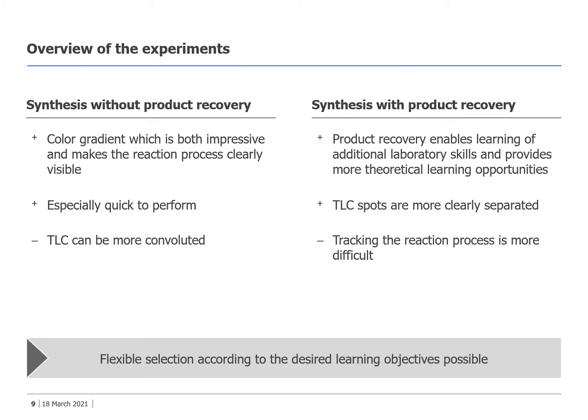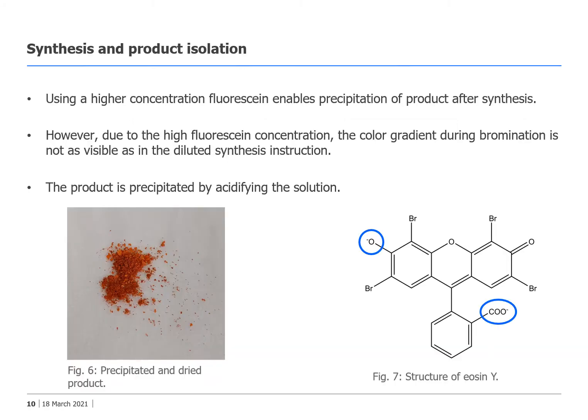However, tracking the reaction process is more difficult since the color gradient is no longer clearly visible due to the high concentration of fluorescein. Both syntheses have their benefits and disadvantages, therefore a selection should be made according to the desired learning objectives. As already mentioned, a later product isolation requires a significantly higher concentration of fluorescein. The remaining parameters of the experiment remain the same.